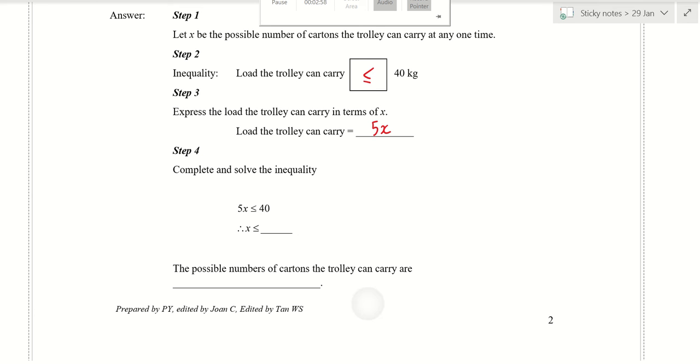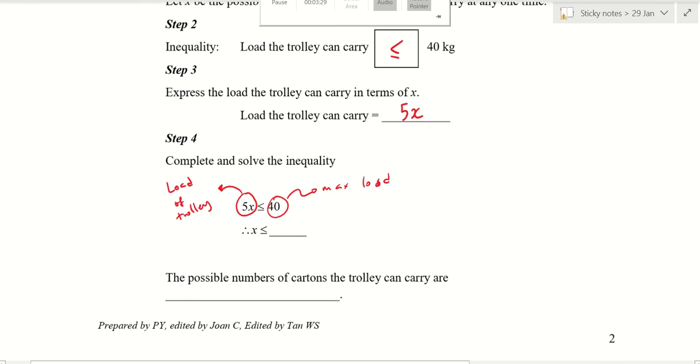So this totally makes sense, because on the left hand side, what we have over here will be the load of the trolley. And you can see that the more cartons that we have, the greater the load will be. And the current mass of each carton is 5 kilograms. That's why we have 5 multiplied by x. Whereas on the right hand side, we have the max load. And this inequality tells us that we want the load of the trolley to be less than or equal to 40 kilograms.